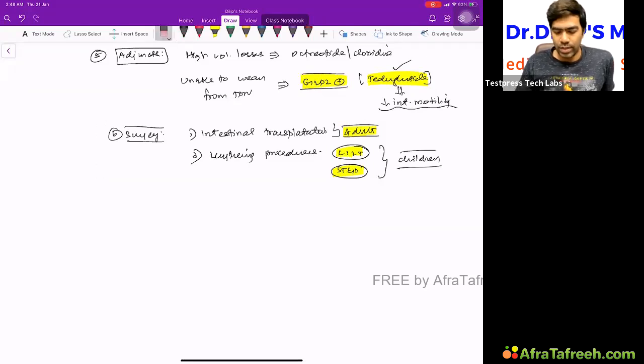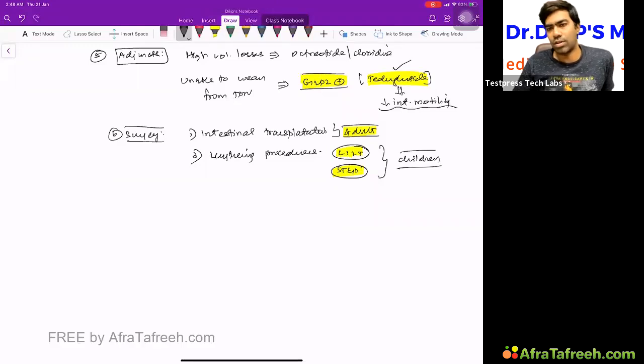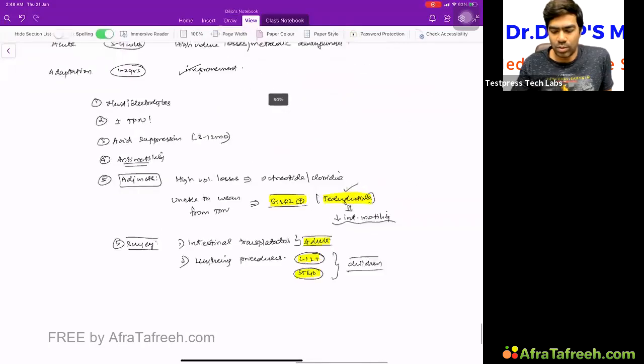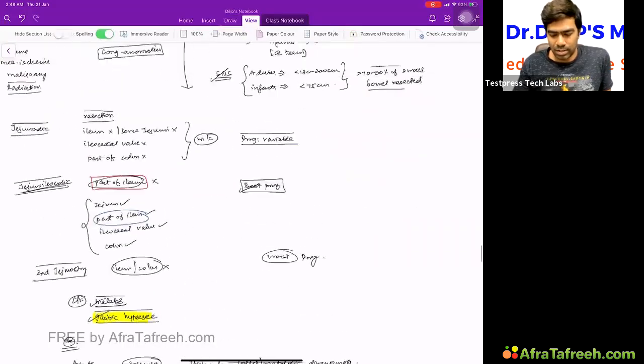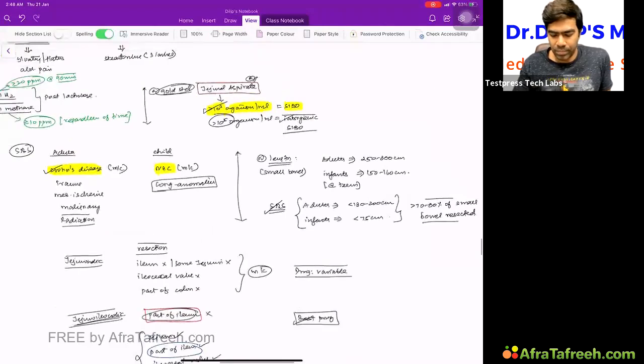So when you do intestinal transplant, whenever the patient is having lifelong TPN dependence, plus they develop irreversible TPN complications, liver failure, catheter thrombosis, or catheter-related sepsis, where you cannot continue the TPN, in that scenario you have to go for intestinal transplantation. But nevertheless, this is a very difficult disease to treat and not a desirable disease. It's going to affect the quality of life very badly.